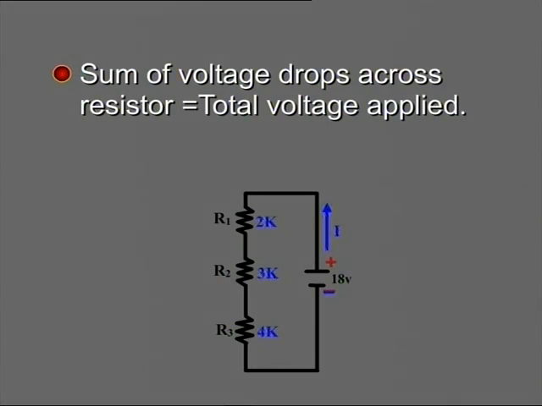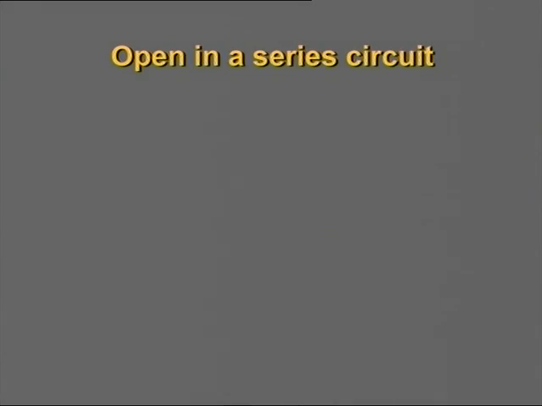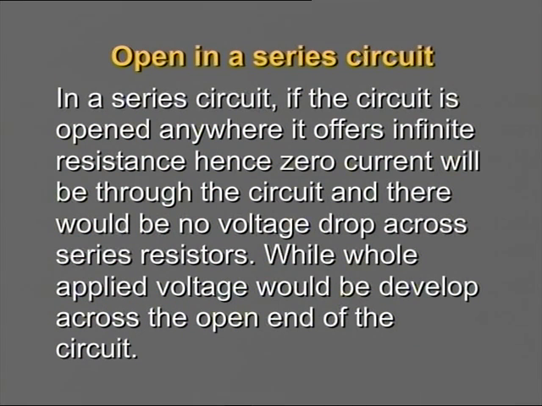Sum of voltage drops across resistors is equal to total voltage applied. So, we can write 4 volt plus 6 volt plus 8 volt is equal to 18 volt. Open in series circuit. In a series circuit, if the circuit is opened anywhere, it offers infinite resistance. Hence, zero current will flow through the circuit and there would be no voltage drop across series resistors, while the whole voltage drop would be developed across the open end of the circuit.